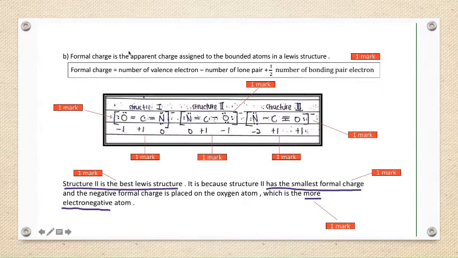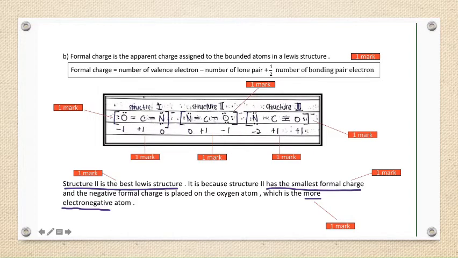First thing first, we need to state the definition. Formal charge is the apparent charge assigned to the bonded atoms in a Lewis structure. That also includes the formal charge formula. So 1 mark is given.